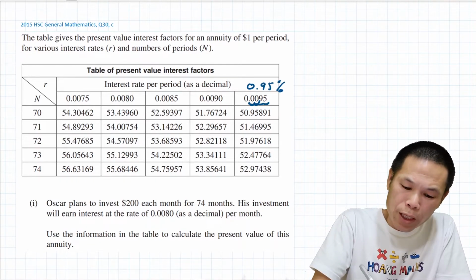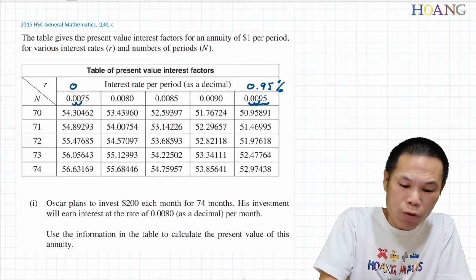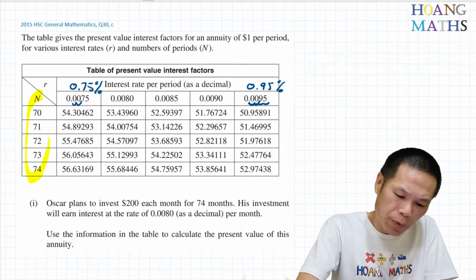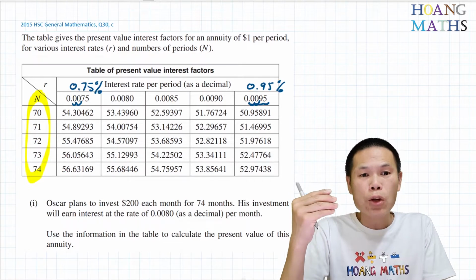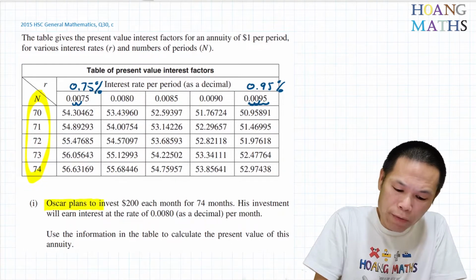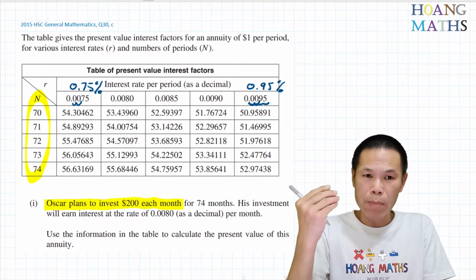For example, if we have 0.0075, if we times by 100, 1, 2, this means 0.75%. And we have N here. N is period. It could be months, could be years, could be quarters. But in this case, Oscar plans to invest $200 each month, so that means the period is month, okay?